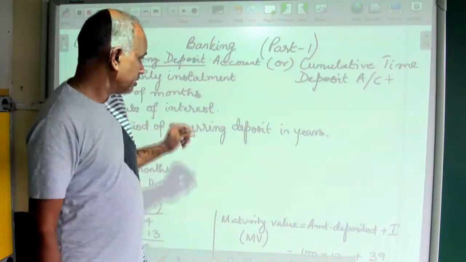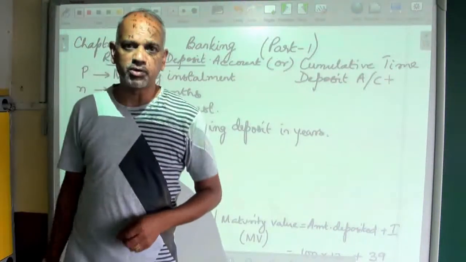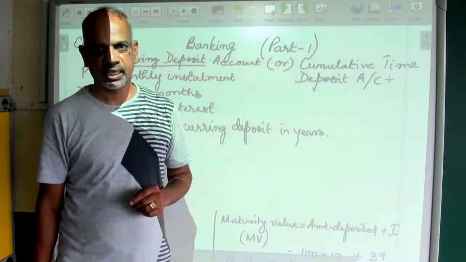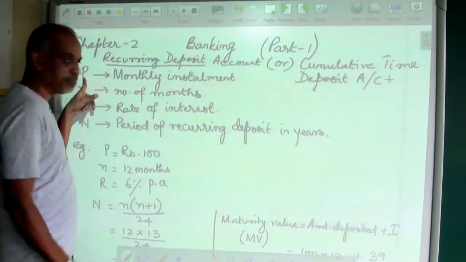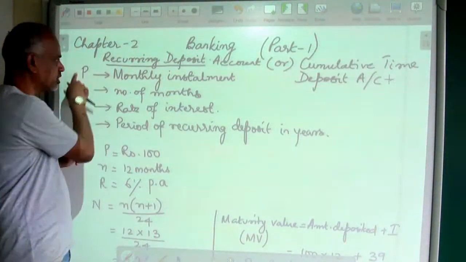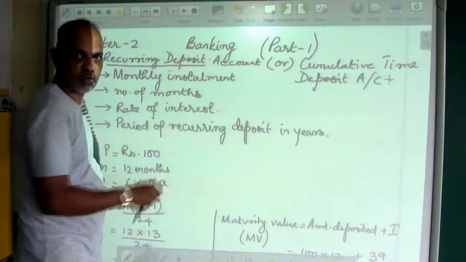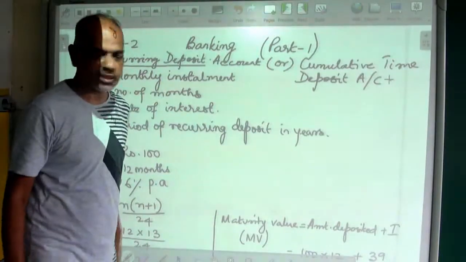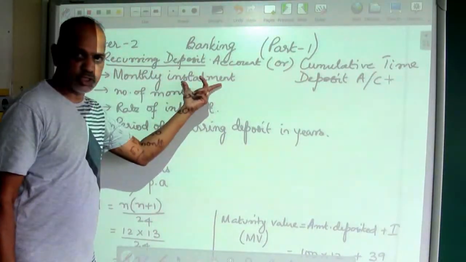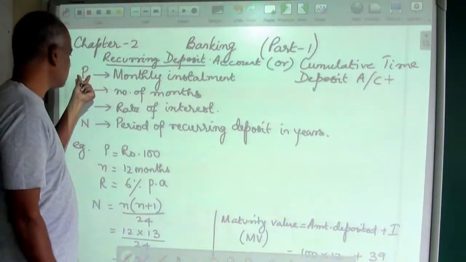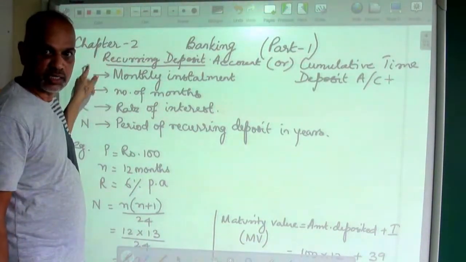So every month, say, imagine you are going to deposit rupees 100. That is called the principal. P stands for principal. It's also called the monthly installment. Whatever you're going to deposit every month is the monthly installment, otherwise termed as the principal. In short, it is P.